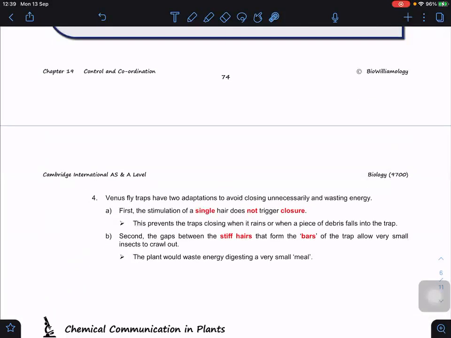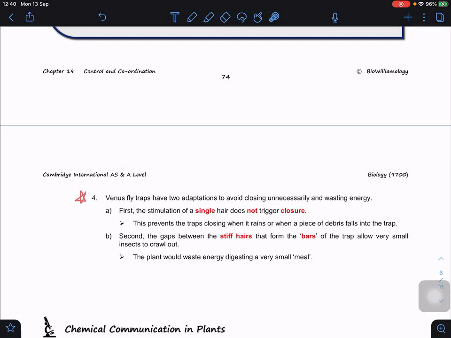So what are the adaptations here? Because this is a commonly asked question. Highlight. So Venus flytraps have two adaptations to avoid closing unnecessarily and wasting energy, because regenerating the action potential and everything requires ATP. Okay, so first, the stimulation of a single hair does not trigger the closure. This is probably to prevent the trap closing when it's raining or when a piece of debris falls onto the trap.